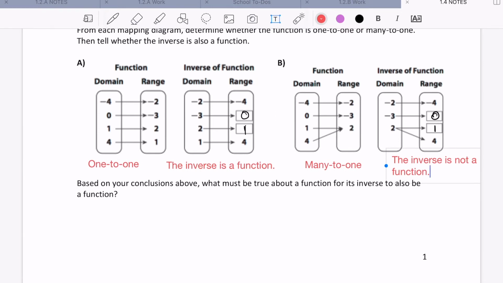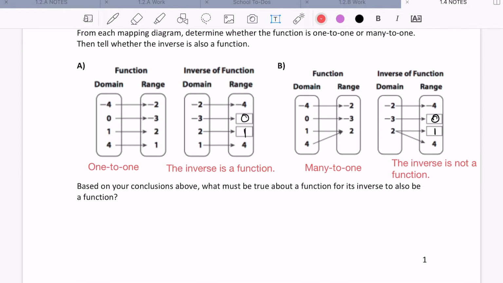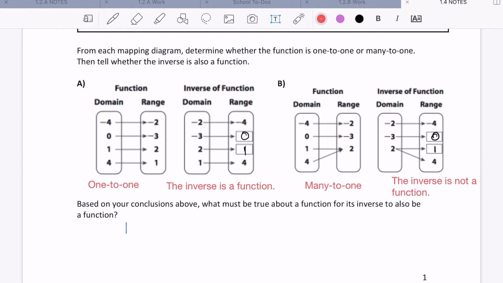So based on your conclusions above, what must be true about a function for its inverse to also be a function? As I just stated, it must be a one-to-one function in order for the inverse to also be a function.